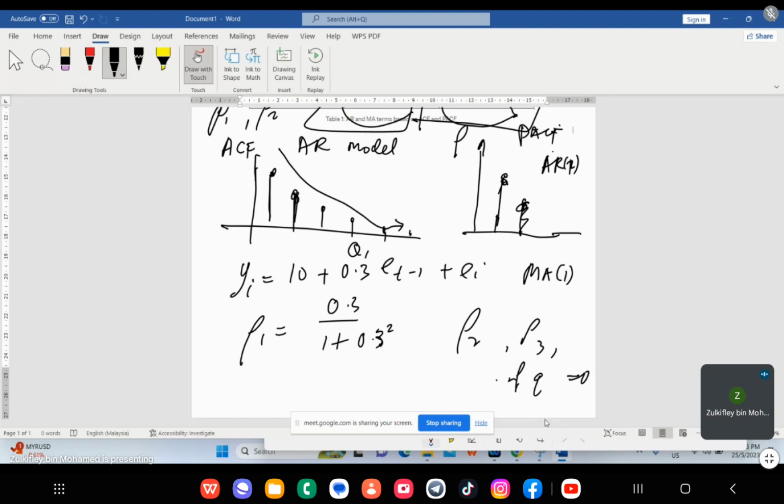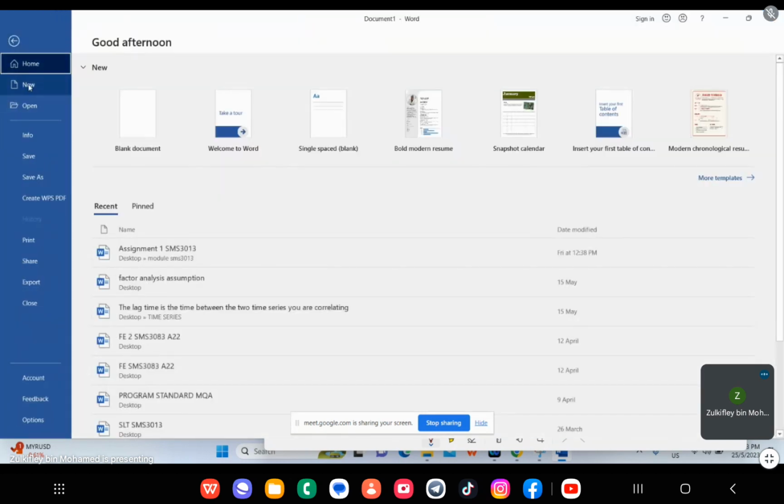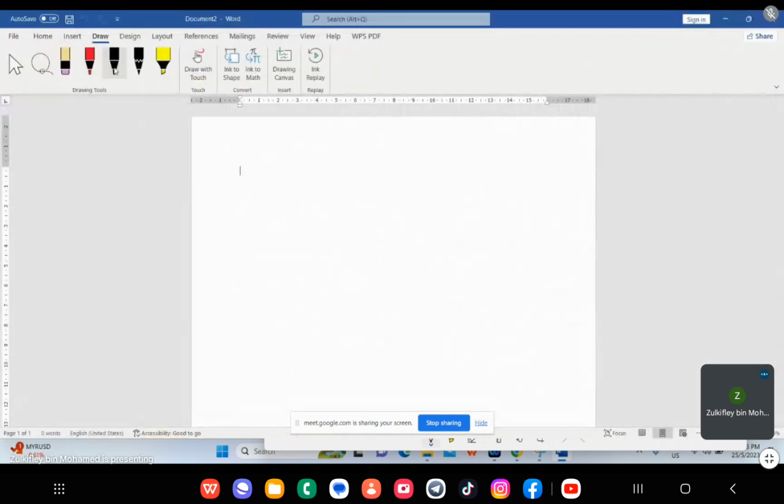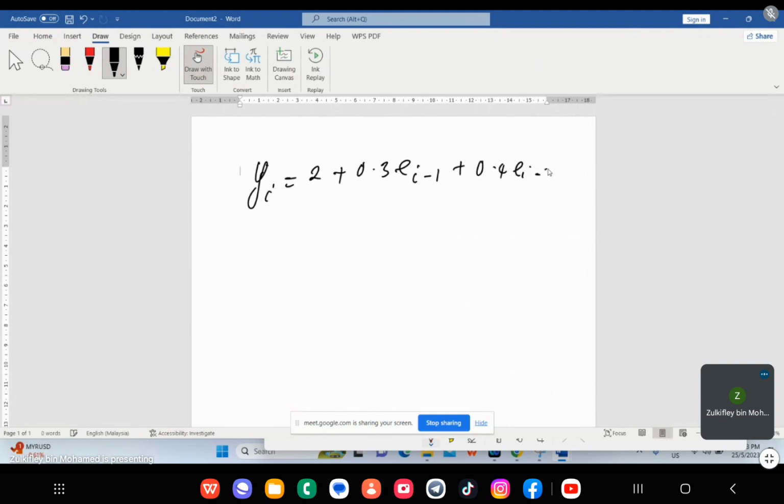Kalau second model, let's say we have Y_i is equal to mu, katakan 2 plus theta 1 is 0.3 epsilon_i minus 1 plus theta 2 is 0.4 epsilon_i minus 2 plus epsilon_i. So this is an MA2 model. You can estimate your rho 1 and you can estimate your rho 2.